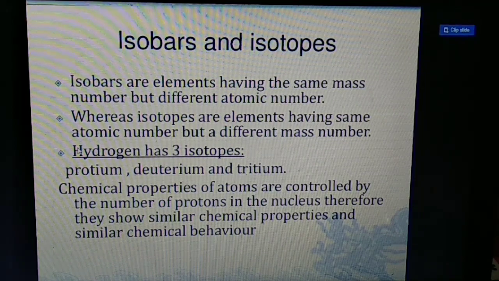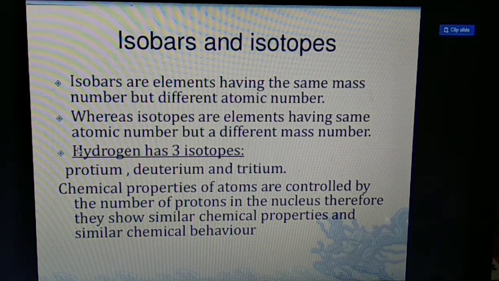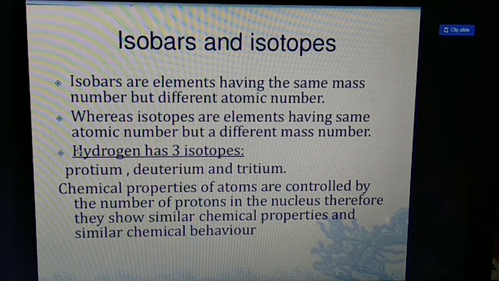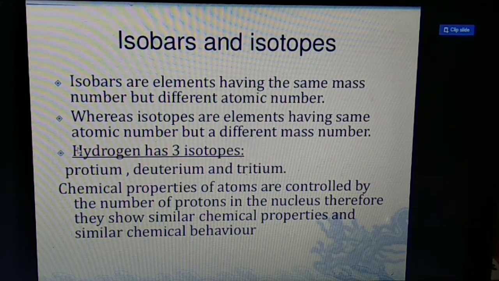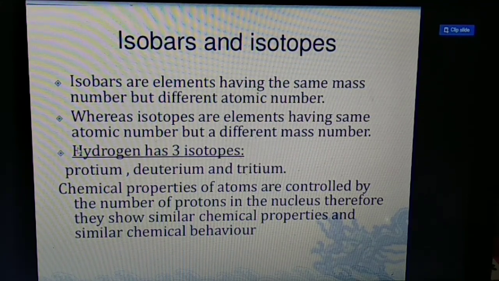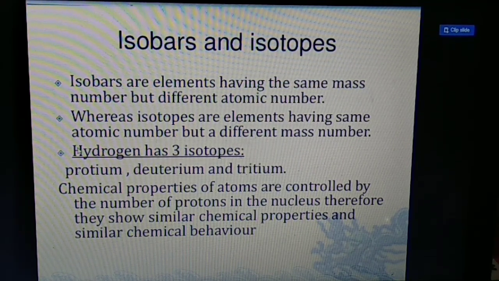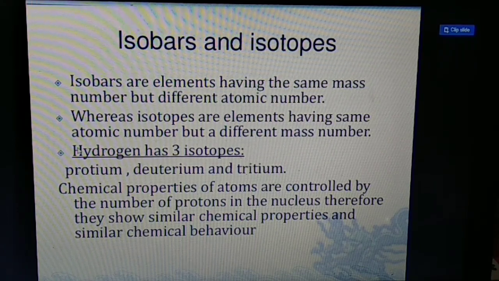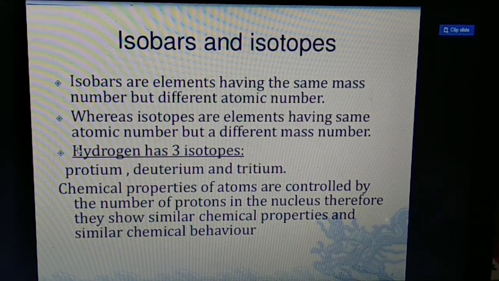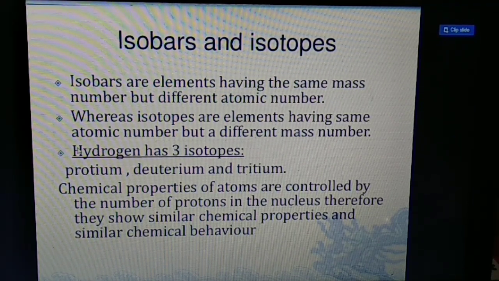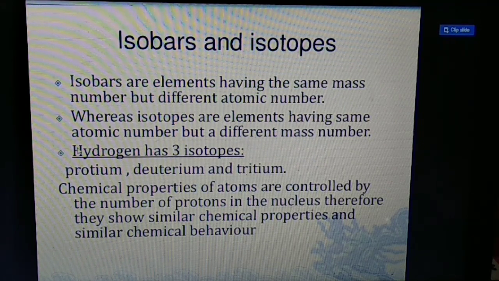What is an isobar? What are isotopes? Already I have discussed this. Isobars are elements having the same mass number but different atomic number, whereas isotopes are atoms having the same atomic number but different mass number. Hydrogen has 3 isotopes: protium, deuterium and tritium, 1H1, 1H2 and 1H3. Chemical properties of atoms are controlled by the number of protons in the nucleus. Therefore, they show similar chemical properties and similar chemical behavior.